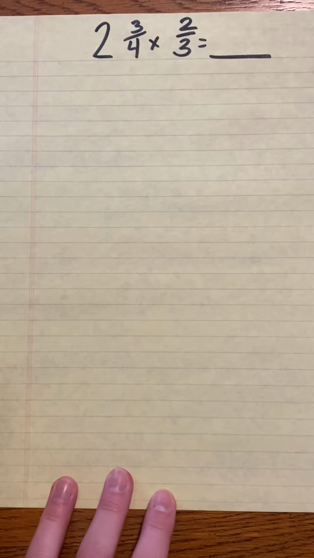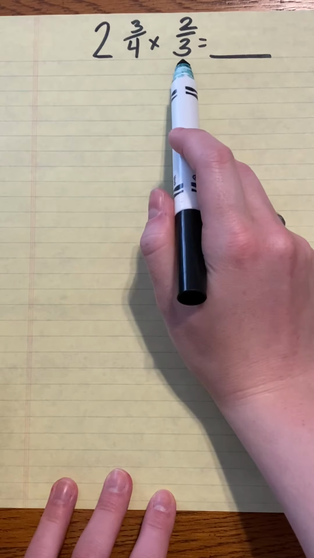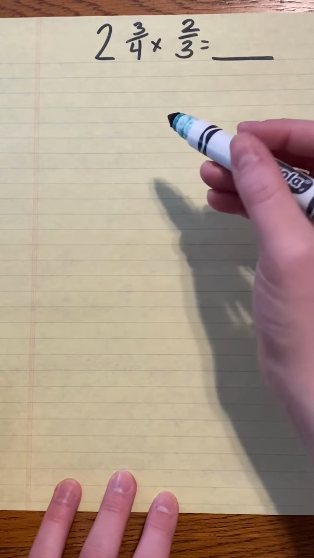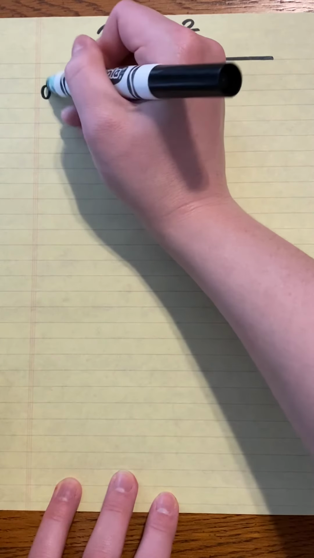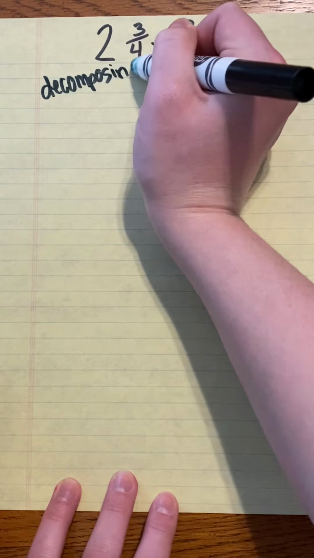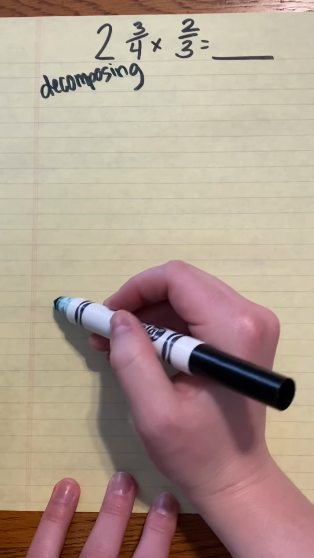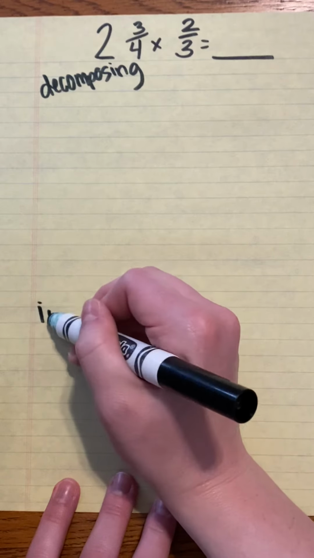2 3/4 multiplied by 2/3. To solve a mixed number multiplied by a fraction, we can use two different strategies. The first one is decomposing, and the second one is taking our mixed number and using it as an improper fraction.